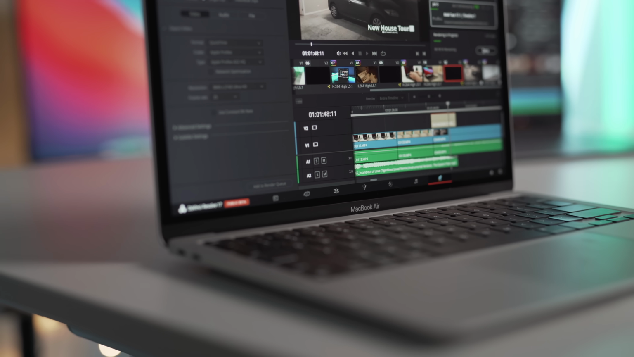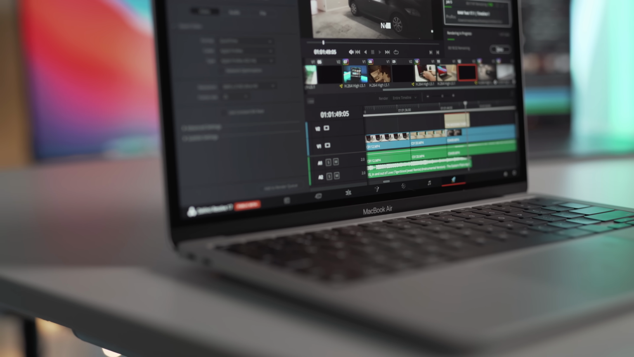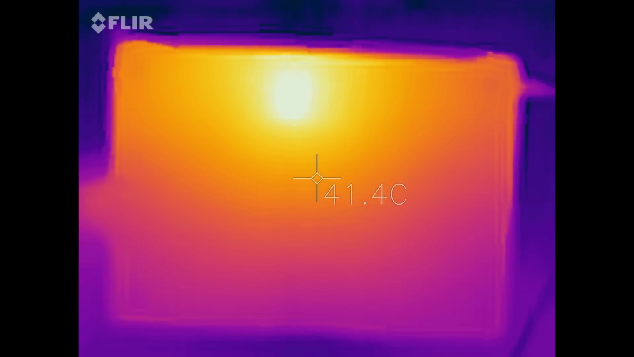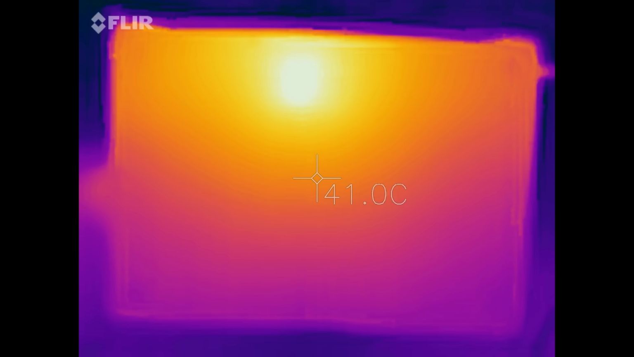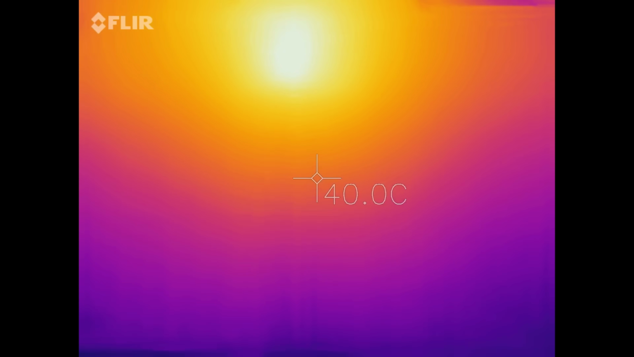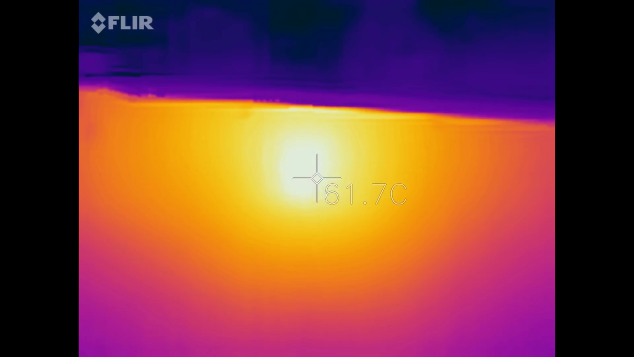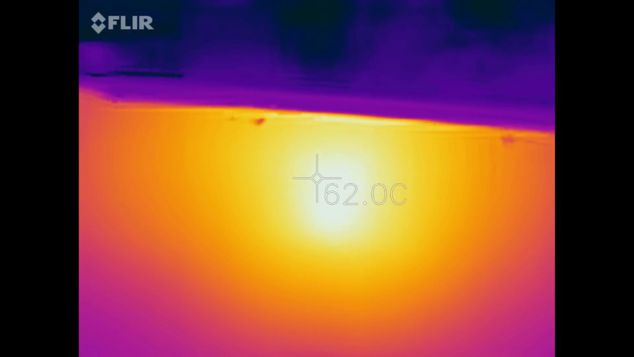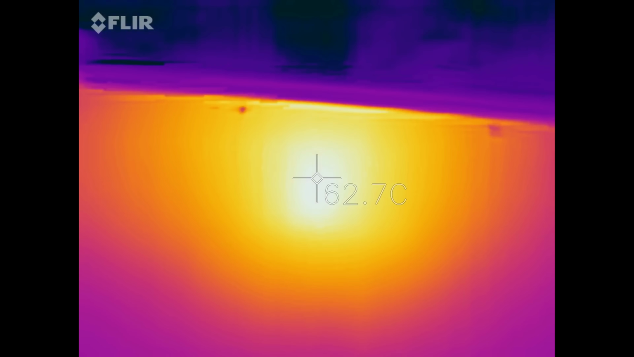However, I will say that after rendering 8K footage in Resolve for 30 plus minutes, the temps occasionally got up to around 63 degrees right in the hottest part, which is starting to get pretty toasty. Let's jump into the studio and have a bit of a further look at how hot the case actually gets.